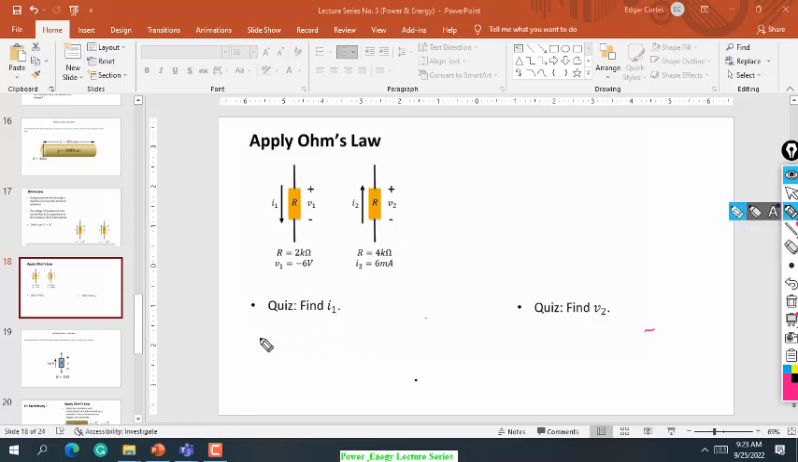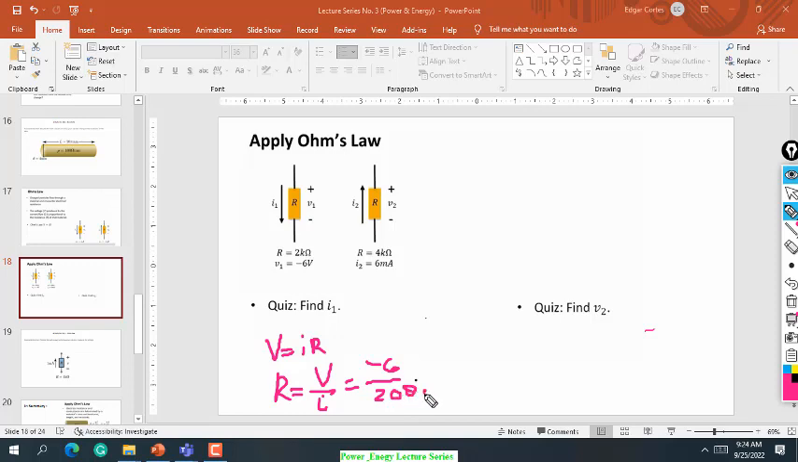We know that V equals IR. So we have R, we have V. If we're going to get R, just simply manipulate the equation. So R equals V over I. What is V? V is given, negative 6 volts, over I, which is 2. Since it is kilo ohms, that is 2,000 ohms.